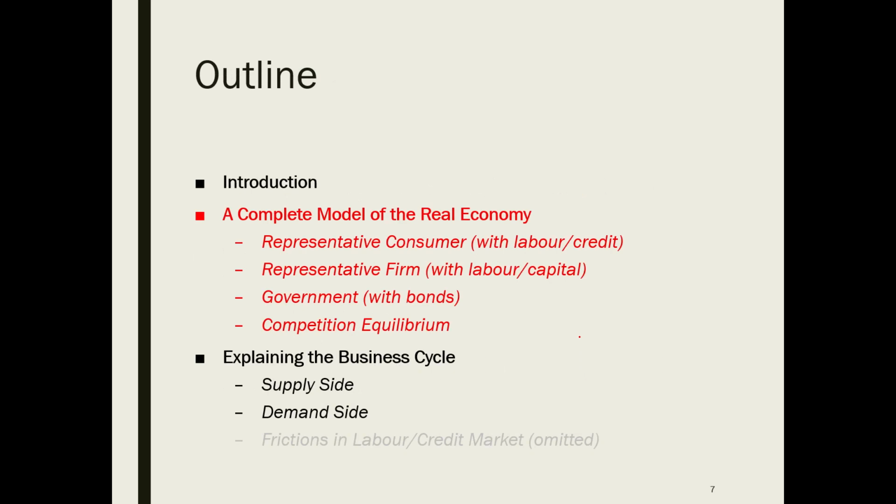First, let's do the Lego game and build the all-in-one RBC model. It is a micro-founded model like before, so it has optimization conditions for all three agents: the consumer, the firm, and the government. It also has equilibrium conditions or clearing conditions for all markets.